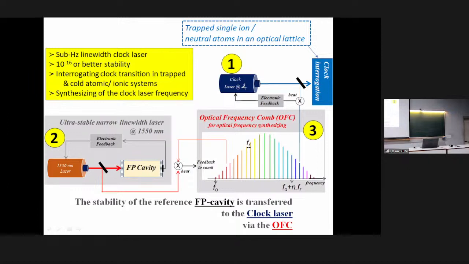Otherwise, a laser has a single output at a single frequency, right? But in this case, you have multiple outputs, and the good thing is all these outputs are equally spaced. That means this output and this output have, let's say, a frequency difference of 200 megahertz. So then all these outputs have exactly 200 megahertz frequency difference. Megahertz or millihertz? Megahertz. The frequency difference is hundreds of megahertz, between each output.